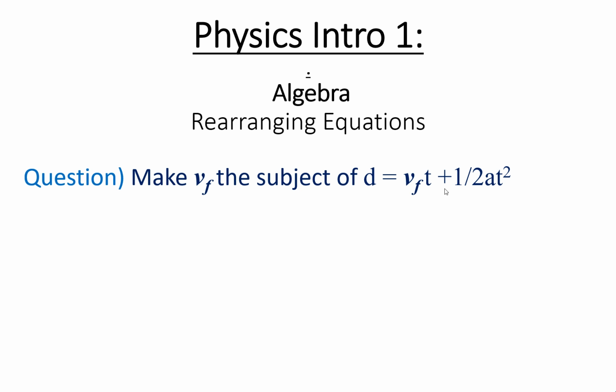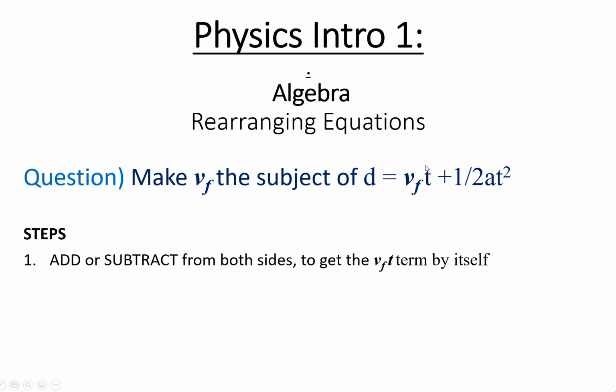So what do we want to do first? Well, we want to get this VF by itself, right? But to do that, we need to first get this term by itself. We need to get rid of this 1/2 AT squared. We can't get rid of this t yet. We've got to first, and this is always the first step, if you've got more than one term, always either add or subtract that term from the term that we're looking for.